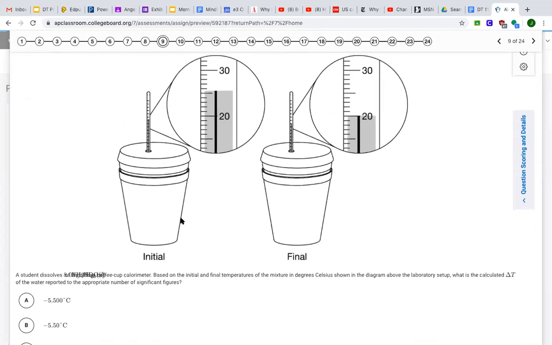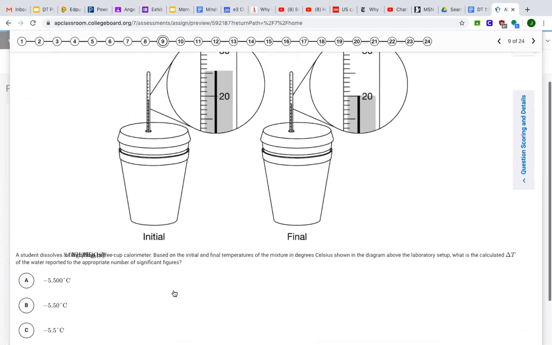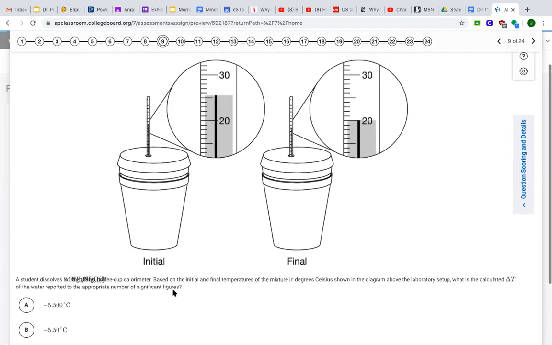Okay. So a student dissolves 8.0 grams of, looks like ammonium acetate or ammonia, I don't know, something in a coffee cup calorimeter. Based on the initial and final temperatures of the mixture in degrees Celsius, what is the delta T of the water reported to the appropriate number of significant figures? Oh, this is fun. Appropriate number of significant figures, right? This is something I haven't touched on. So how many sig figs do you get? Good luck.